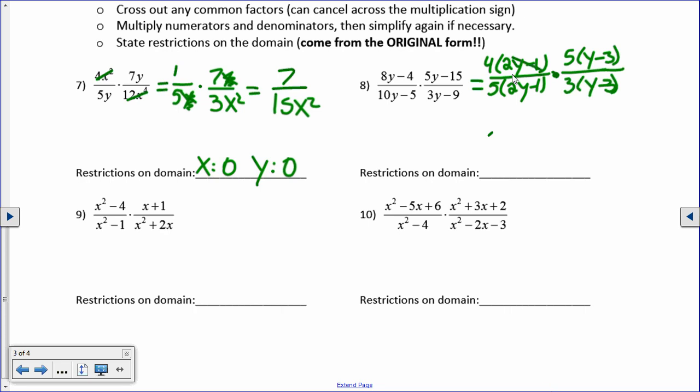Okay, those go away. Those go away. And the 5 and 5. So everything chops. What's the only thing left over? 4 in the numerator, 3 in the denominator. So all of that probably simplifies to 4 over 3.